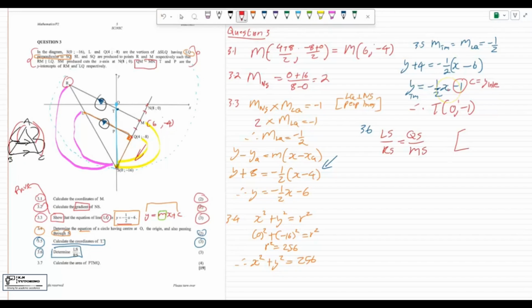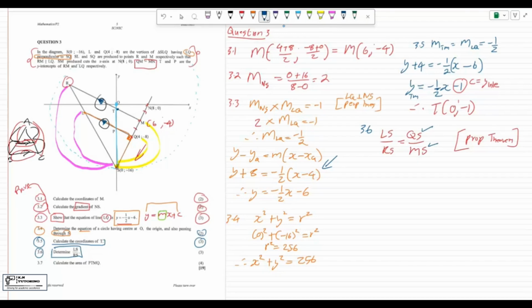Or proportionality theorem, sorry. Proportionality theorem. Remember, midpoint theorem is the one that says this length here is half of that. But yeah, midpoint proportionality theorem. So I need to find the length of QS and the length of MS. How do I find them?